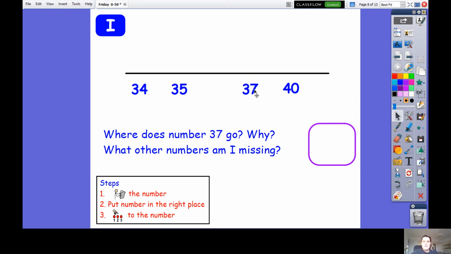So I think it goes here, because this number should be 36, and it's definitely closer to the 40. So it goes 34, 35, 36, 37. What other numbers am I missing? We were missing the 36, but what other numbers am I missing? What comes after 37? Absolutely, I'm going to write these in. I had my 36. I'm going to write that one in. What else was I missing?